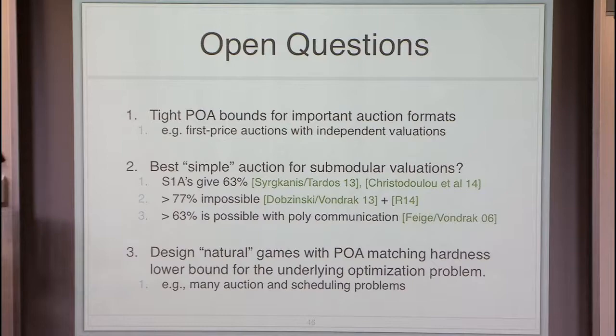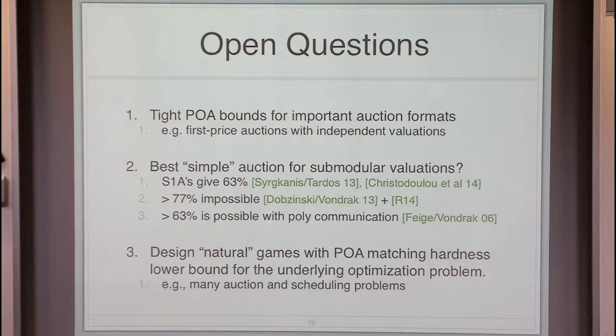One really intriguing concrete open question concerns simple auctions for bidders with submodular valuations. My representative result at the very beginning of yesterday gave a bound of 63%. So we know that simultaneous first price auctions get 63%. The same lower bound paper I mentioned earlier, Christodoulou et al., shows that for the specific format of simultaneous first price auctions, this analysis is tight. So 63% is the correct answer for that specific format.